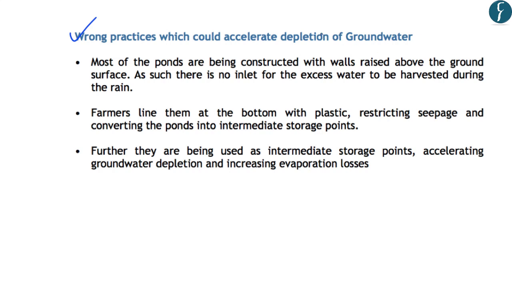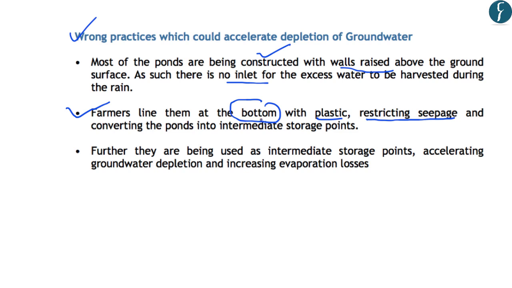So in this line, they have highlighted that most of the ponds are being constructed with walls raised above the ground surface. And as such, there is no inlet for excess water to be harvested during the rainfall season. Now, this limits the utility of farm ponds in rainwater harvesting. Finally, the farmers line the bottoms of such farm ponds with plastics. And this restricts the seepage of water into the ground.